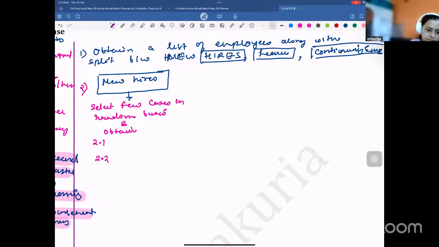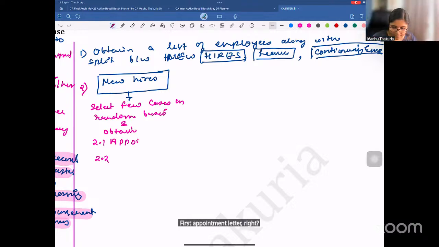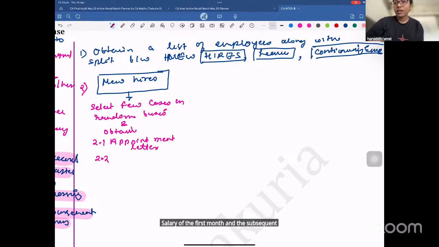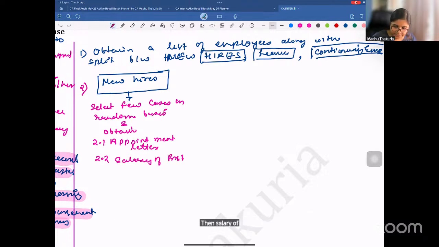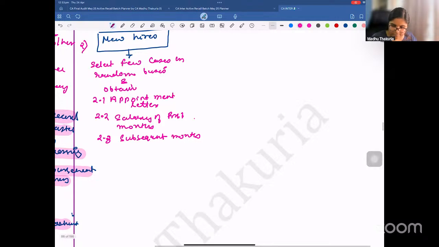Appointment letters. First, the appointment letter, right? Then, the salary of the first month and the subsequent months was processed as per agreed terms.